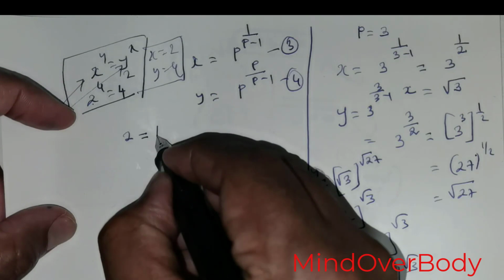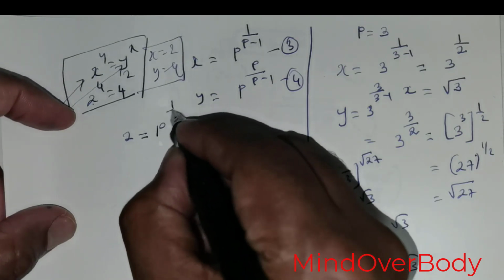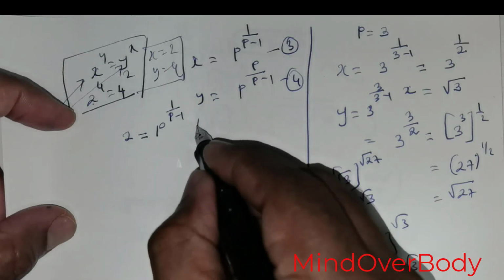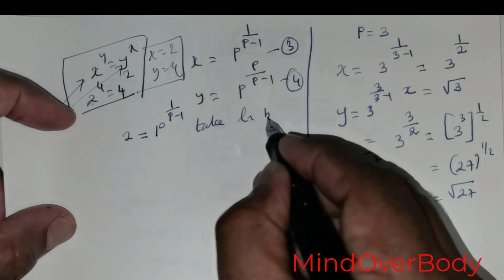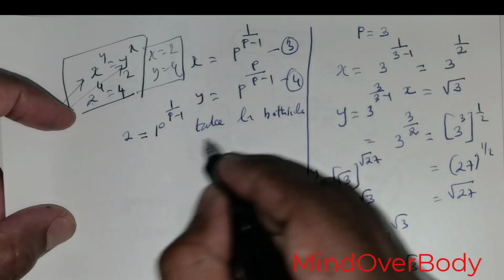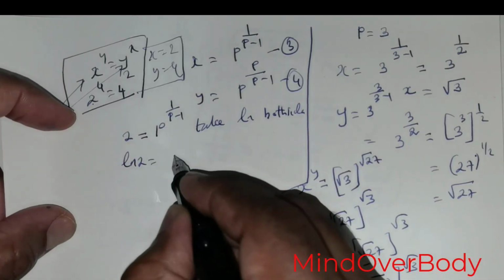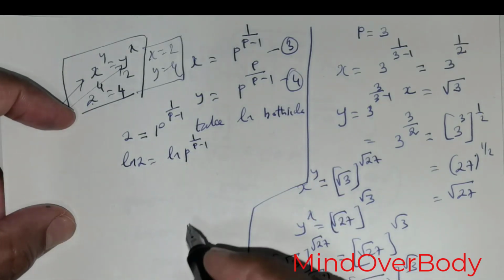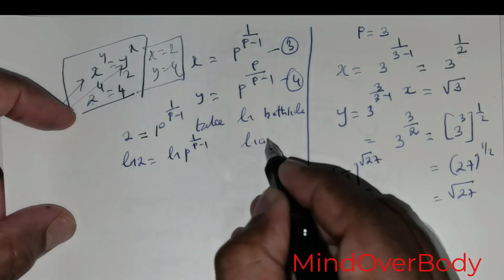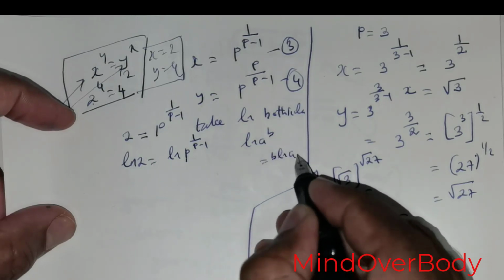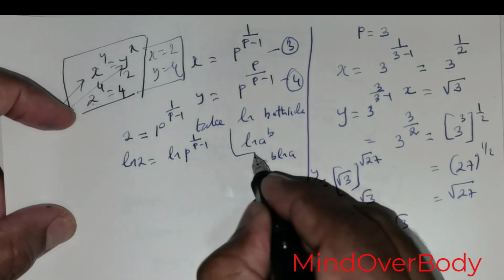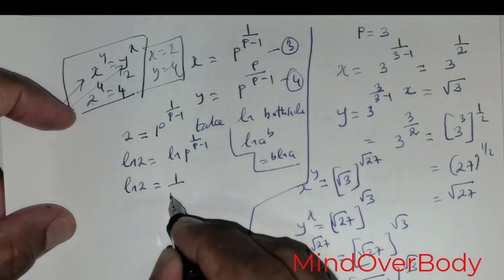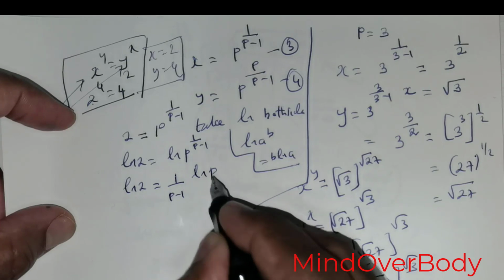So I'm going to start off by saying 2 is equal to p raised to the power 1 over p negative 1 to begin with. Then I'm going to take ln both sides. So that would give me ln of 2 is equal to ln of p raised to the power 1 over p negative 1. Now I know by formula ln of a power b is equal to b times ln a. From here I'm going to rewrite this as ln 2 is equal to 1 over p negative 1 times ln p. This is what I've got.